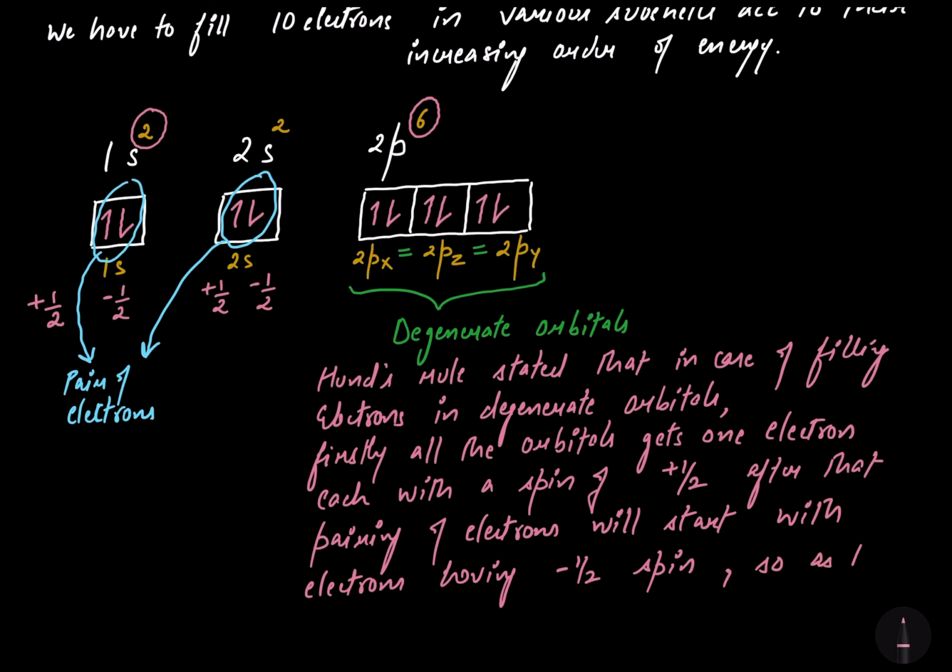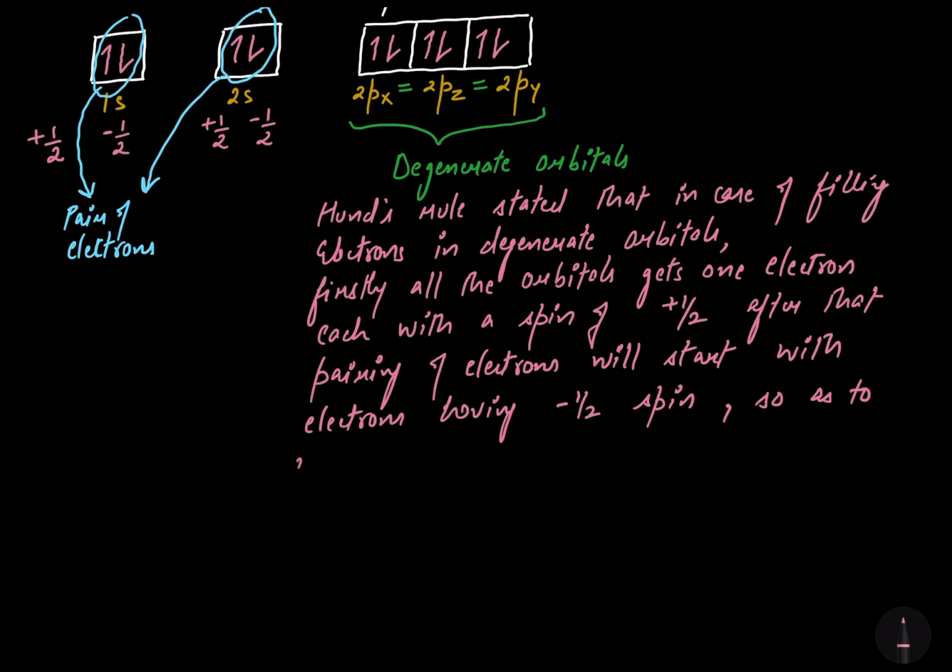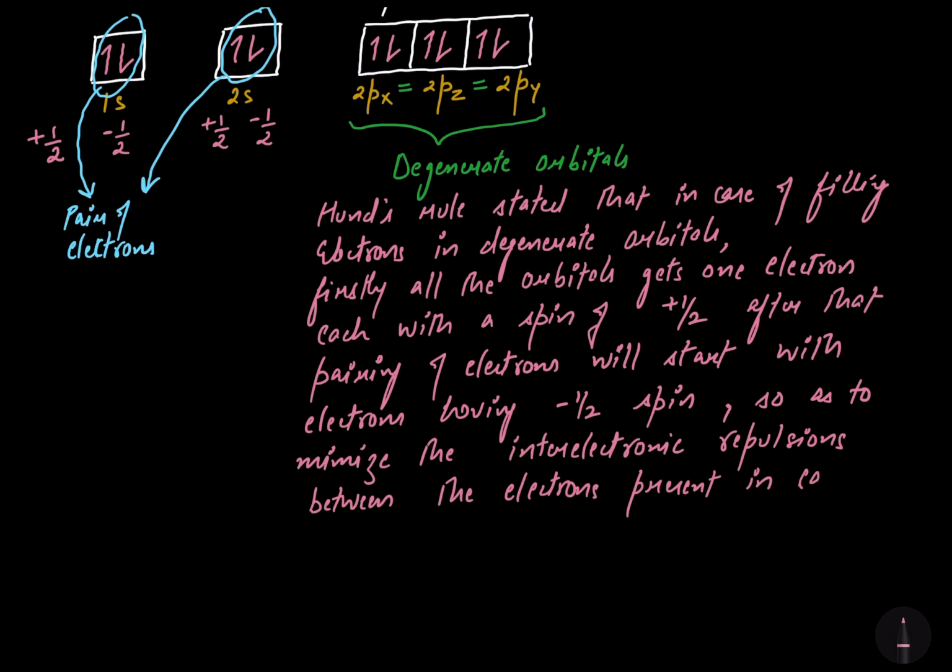so as to minimize the interelectronic repulsions between the electrons present in the same orbital. So that was the Hund's rule.